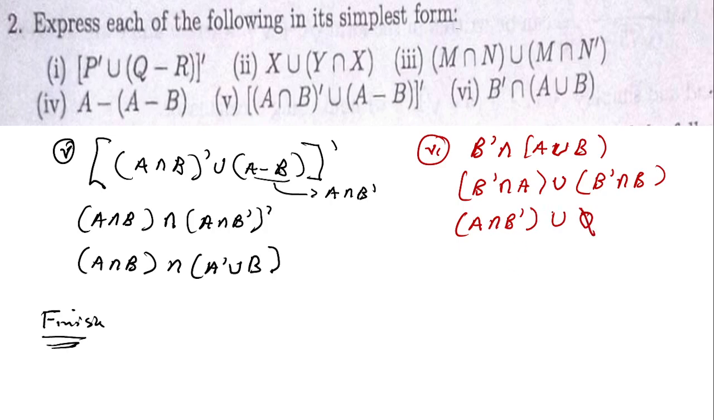So when you are uniting an empty set with a given set, the answer is that given set. So this is A intersection B complement. So A intersection B complement is also the answer, or you can go further and just say A minus what? B. So either way, whether you write it this way or that way, it is just correct. So guys, these were the solutions for question 2.